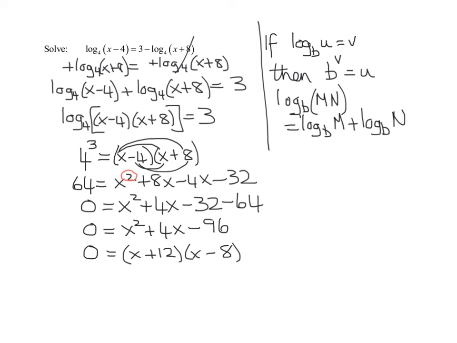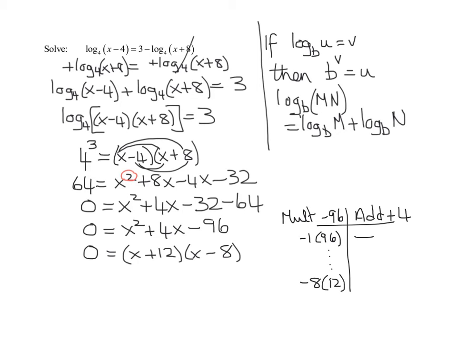Remember, if you're having a hard time finding the factors, you can make yourself a little t-chart, and write two numbers that multiply to negative 96 and add to plus 4. You can start with negative 1 and 96. Well, that obviously doesn't work. You can just keep going until we get to the factors of negative 8 and 12, which multiply to negative 96 and add to positive 4. So now all I have to do is set each of these equal to 0.